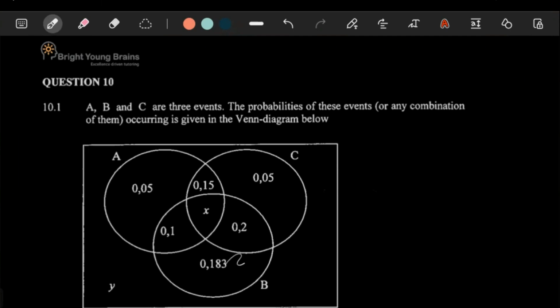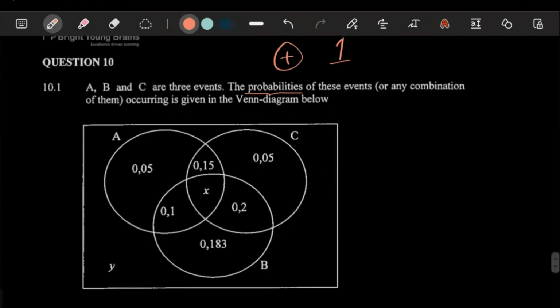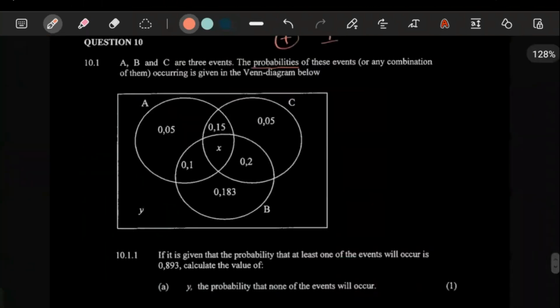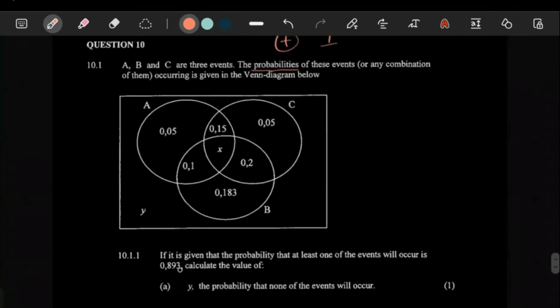You have to remember these are different probabilities. Because these are probabilities, we know that all these numbers have to add up to 1. We shouldn't forget that. It says here, if it is given that the probability that at least one of these events will occur is 0.893, calculate the value of y, the probability that none of these events will occur.